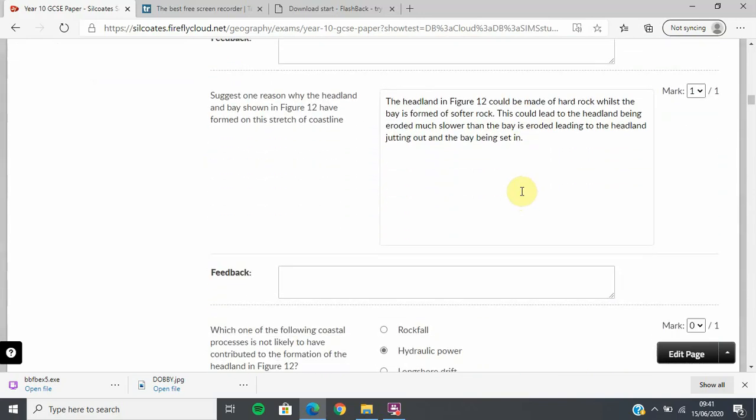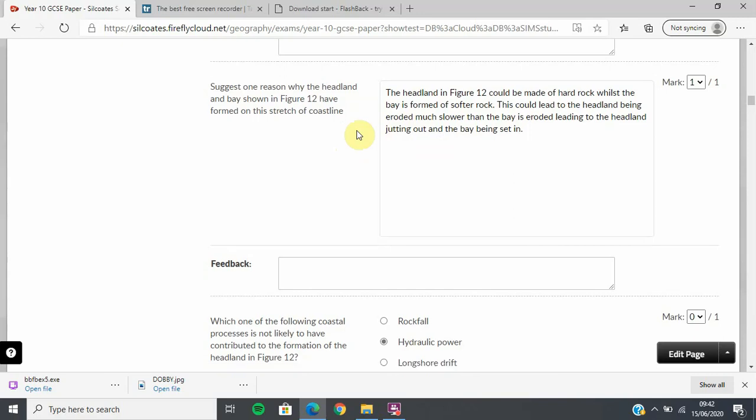Next is: suggest one reason why the headland and bay shown in figure 12 have formed on this stretch of coastline. Most of you got this idea that it's bands of hard and soft rock, isn't it? The soft rock has eroded faster than the hard rock. It was only a 1-mark question, so it was quite flexible on what you could get there. But you do need to have commented on the rock type and the fact that the softer rock has eroded faster than the hard rock.